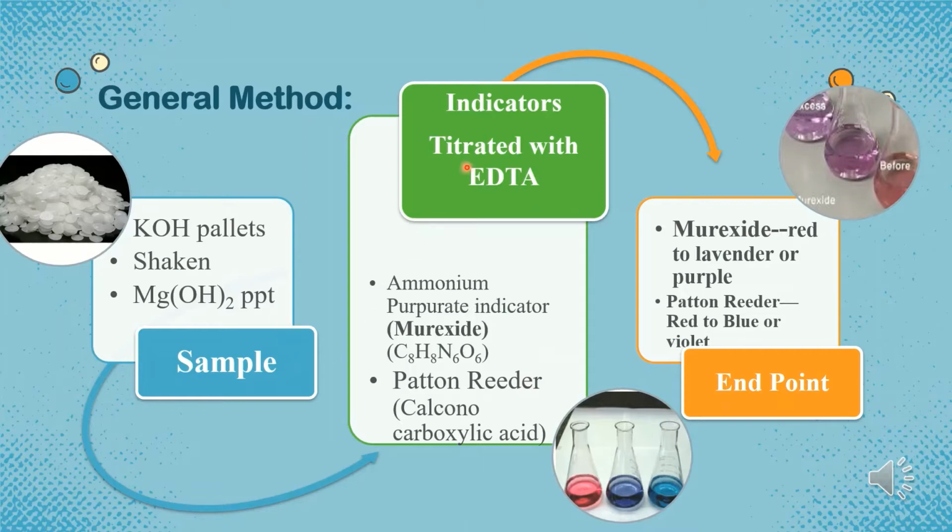This sample solution is usually titrated with EDTA, which is ethylene diamine tetraacetic acid, and it has the property of chelating metals and minerals. The indicators usually used are ammonium purpurate, which is commonly known as murexide, and Eriochrome Black T indicator. Well, there is a long range of indicators that can be used along a wide range of pH. The endpoint is easily determined by observing the color change. Eriochrome Black T indicator usually changes color from red to blue or violet, and murexide, as you can see here, changes its color from red to lavender or purple.